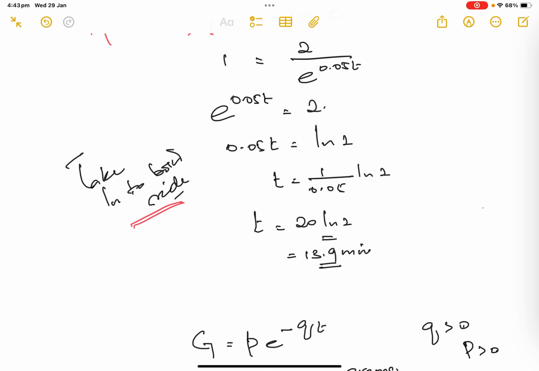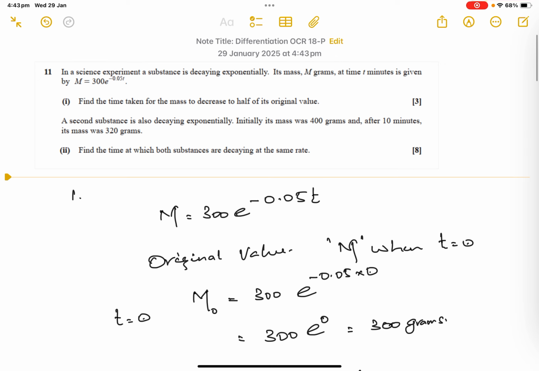And from that, t equals 1 over 0.05 times log 2, and with a bit of calculation, t equals 20 log 2, which is 13.5 minutes. So it takes 13.5 minutes for that substance to go from its original value to half of its value. So from 300 to 150, the time taken is 13.9 minutes. That is the first part of the question done.